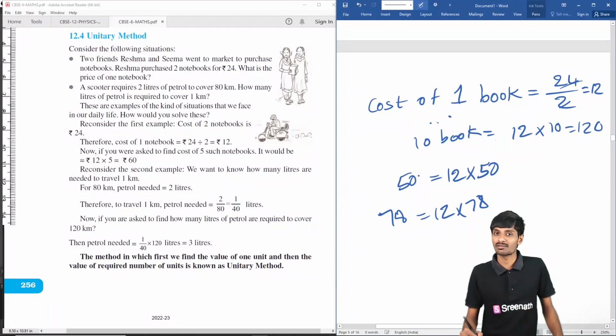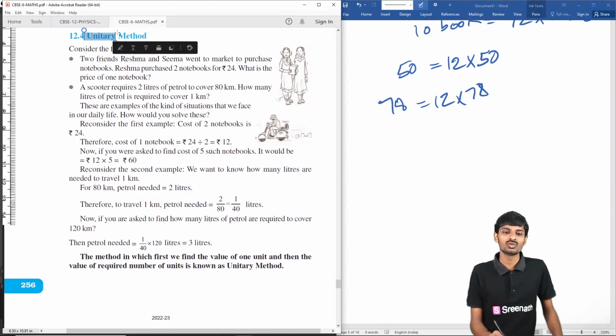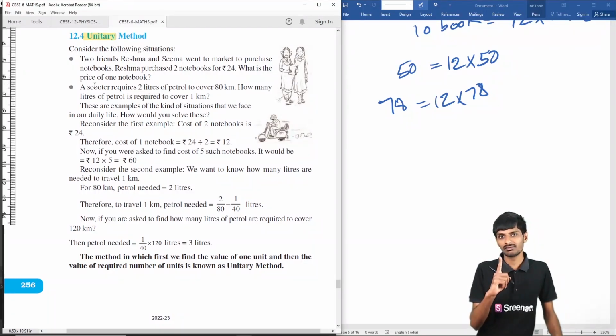Okay, students, that is the best way of finding for one book, and that concept is called the unitary method. Unitary method means finding for unity, that is, for one thing.